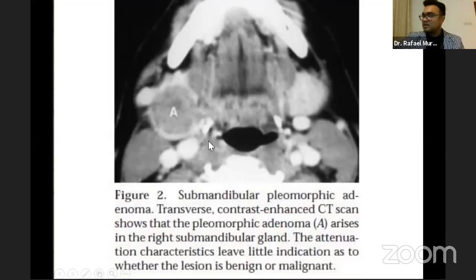So this is a case of submandibular pleomorphic adenoma. This is a CT scan actually. The transverse contrast CT scan shows that the pleomorphic adenoma arises in the right submandibular gland. The attenuation characteristics give little indication as to whether the lesion is benign or malignant.